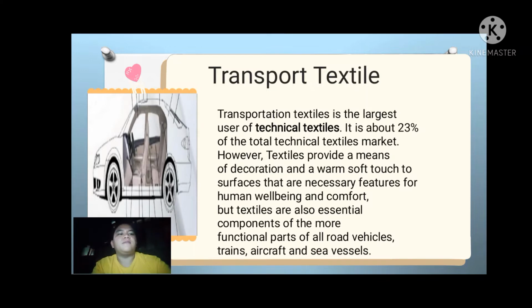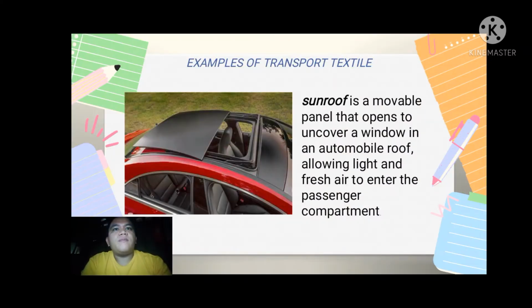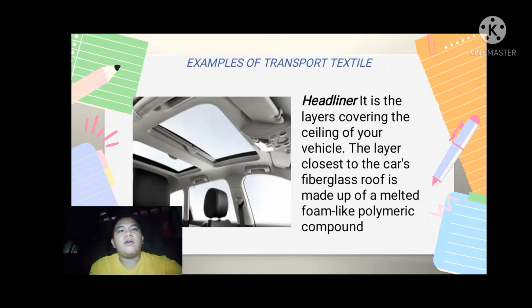Sunroof is the movable panel that opens the uncovered window in an automobile roof, allowing light and fresh air to enter the passenger's compartment. And some of them are made of leather or cotton with foam. Headliner is the layer covering the ceiling of your vehicle, and it is the layer closest to the car's fiberglass roof. It is made of melted foam like a polymeric compound called polyurethane.